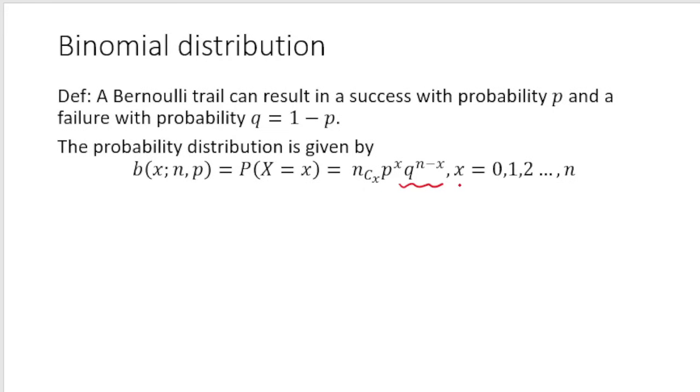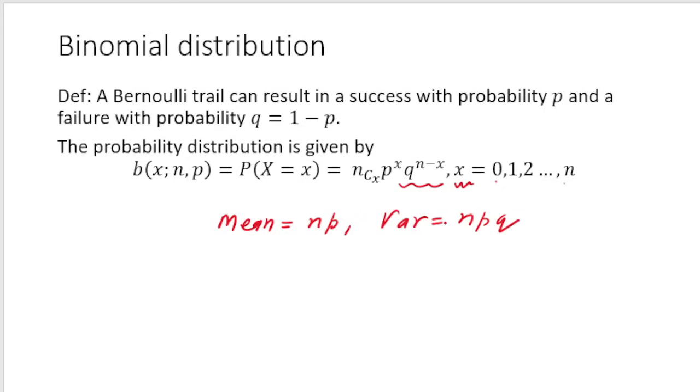Point number 3: in case of the binomial distribution, the random variable can take values from 0 to n. So if we are performing n trials, the possible values that x can take are 0 to n. Point number 4: the mean of the binomial distribution is n into p. Point number 5: the variance of the binomial distribution is n into p into q.